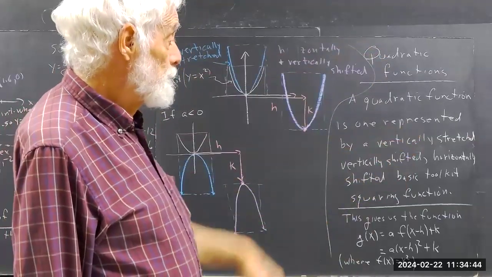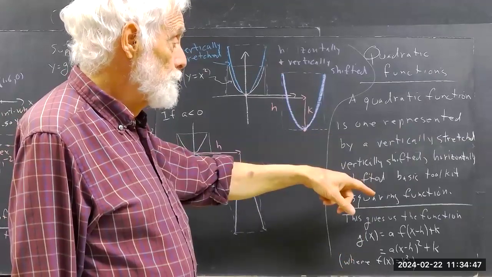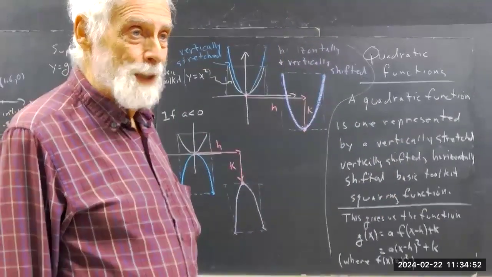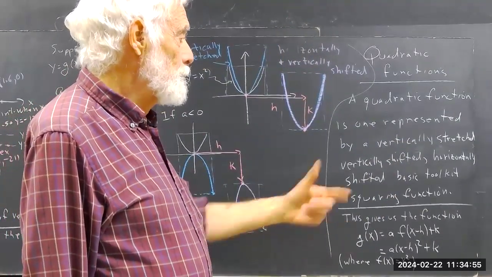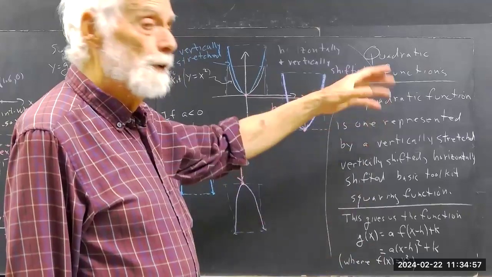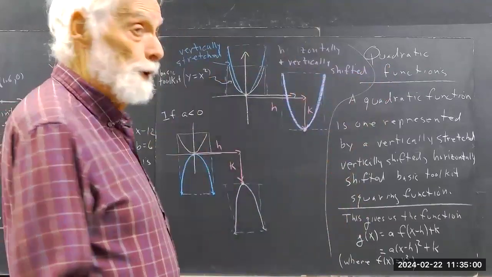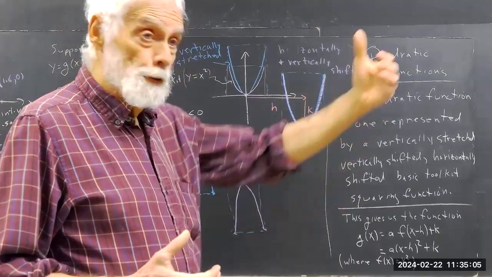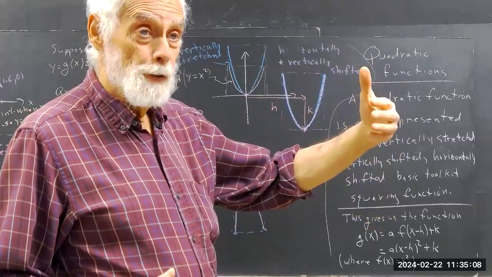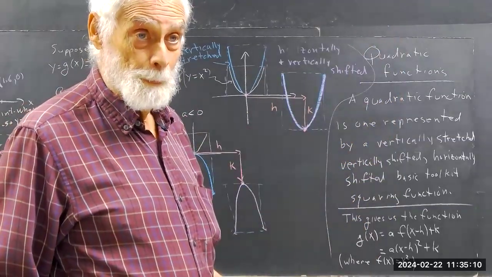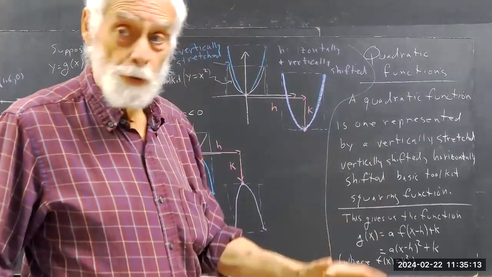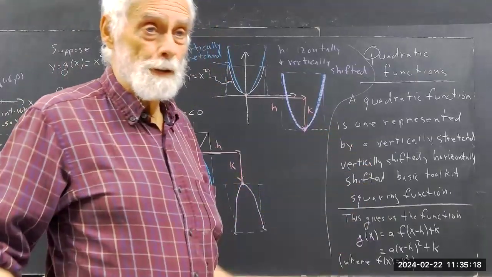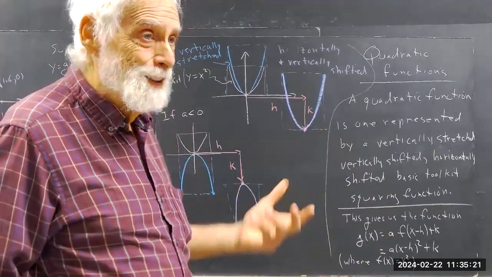Now, a quadratic function is represented by a vertically stretched, vertically shifted, horizontally shifted basic toolkit squaring function. Now, what did I just say? I said vertically shifted. Sorry, vertically stretched. We did that with those graphs and stuff, right? You know what that is, we should. And horizontally and vertically shifted. We've been horizontally and vertically shifting things for a month. Okay. So these are concepts that you should really understand at this point. And if you're going to ever pass this first test, you need to understand them.